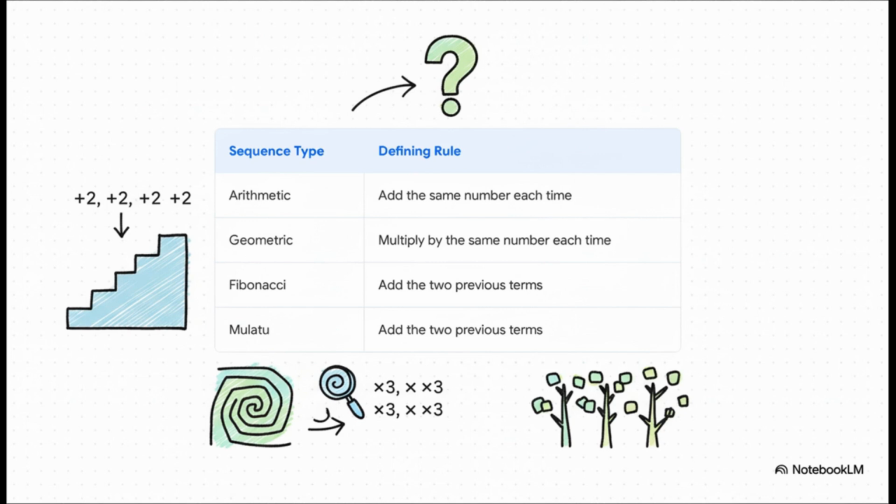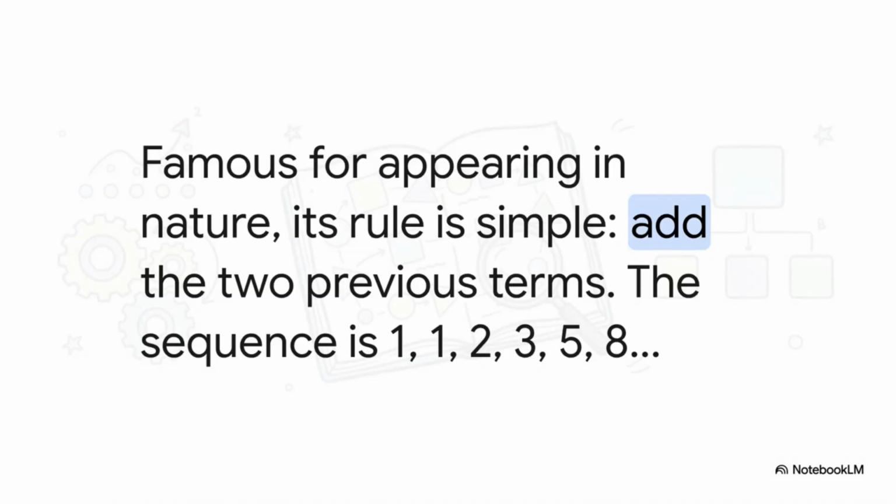So what gives? First, let's meet the celebrity of the group, the Fibonacci sequence. This one is famous. It shows up in nature all the time. And the rule is so simple. You just add the 2 previous terms to get the next one. So 1 plus 1 gives you 2. Then 1 plus 2 gives you 3. 2 plus 3 gives you 5, and on it goes.